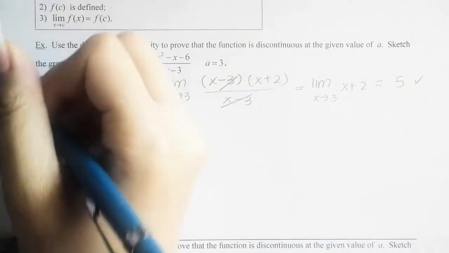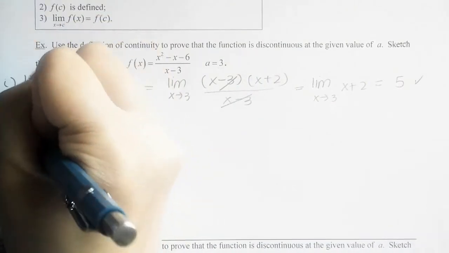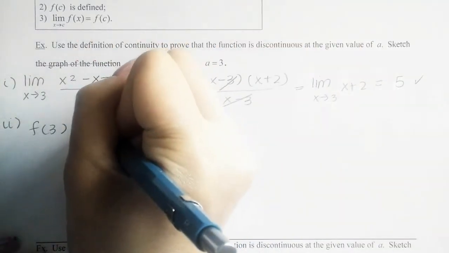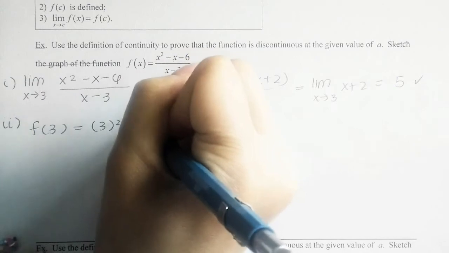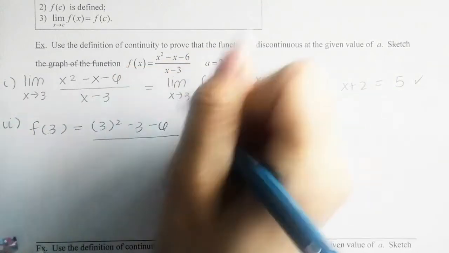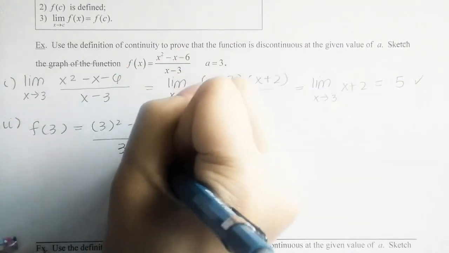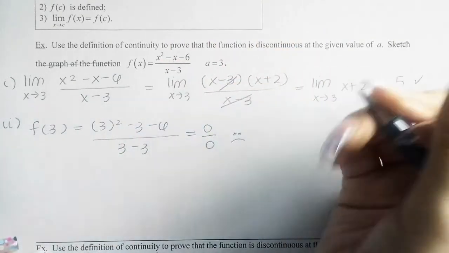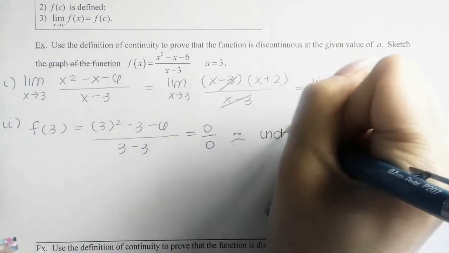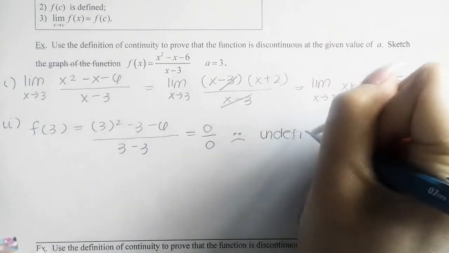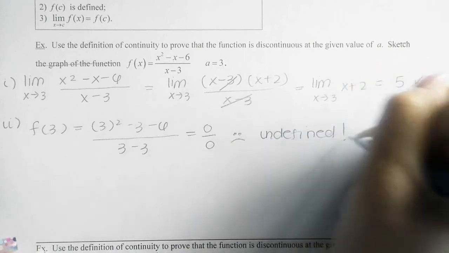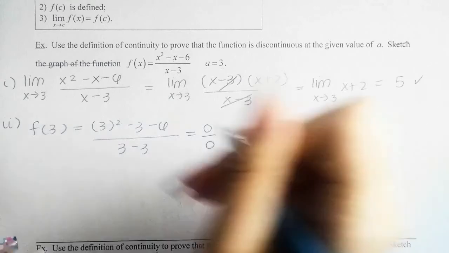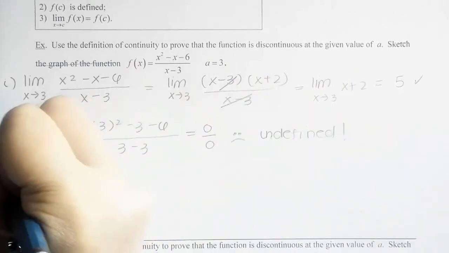So for condition number 2, you know that f of 3 is going to be equal to the original: 3 squared minus 3 minus 6 divided by 3 minus 3. And what do you have here? 0 over 0, sad face, right? Why sad face? This is undefined, or what you learned as undefined back in pre-calc. So what can you conclude? Because you need to justify your answer.